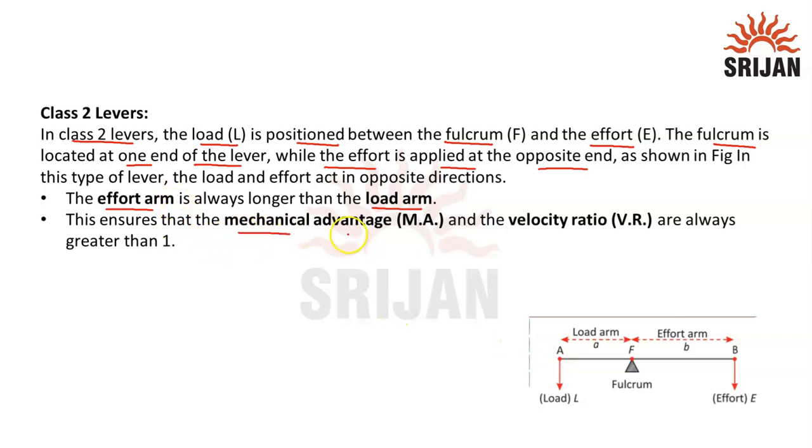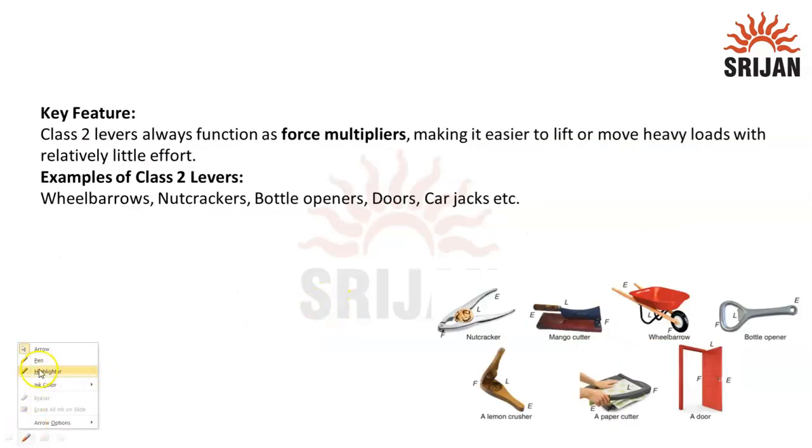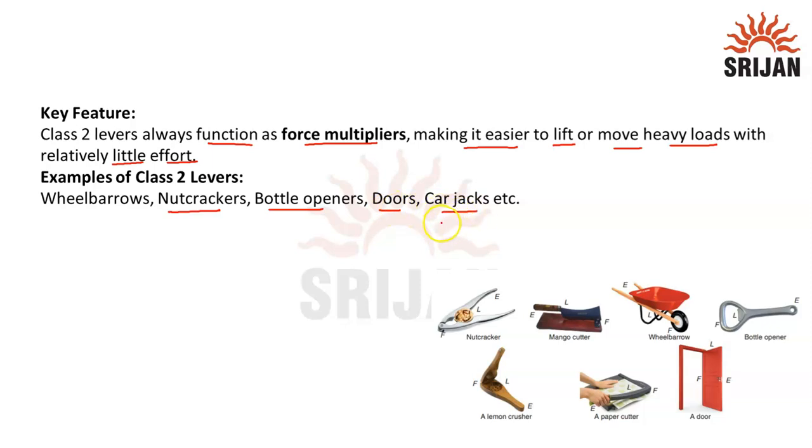This ensures that the mechanical advantage and the velocity ratio are always greater than 1, because mechanical advantage is the ratio of B by A. Since B is longer than A, then definitely this value will be greater than 1. The key feature of class 2 levers: they always function as a force multiplier, making it easier to lift or move heavy loads with relatively little effort. Some of the examples of class 2 levers are nutcrackers, bottle openers, which are also shown here in the picture. The doors and car jacks are some of the other examples.